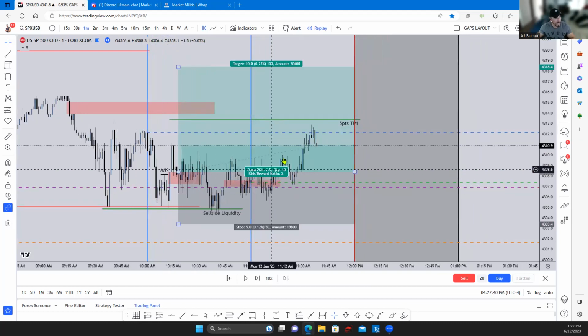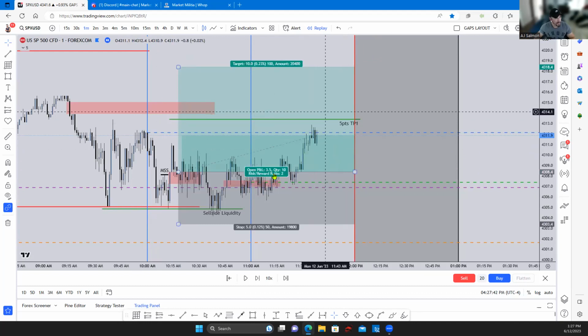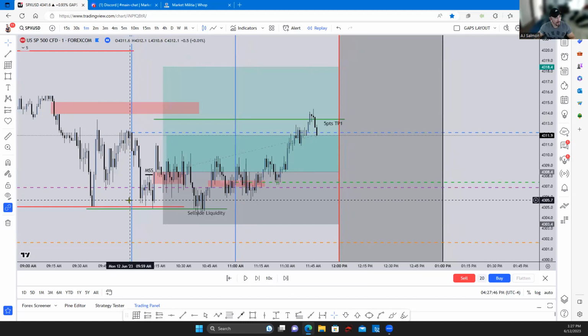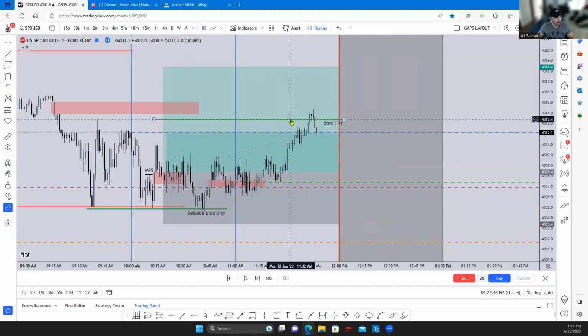Price finally makes a run. So I like to call this the lunch run. We run up. There's your 5 points there for your 1-to-1. So if you wanted to, you could potentially trail here in hopes that you don't get stopped out.